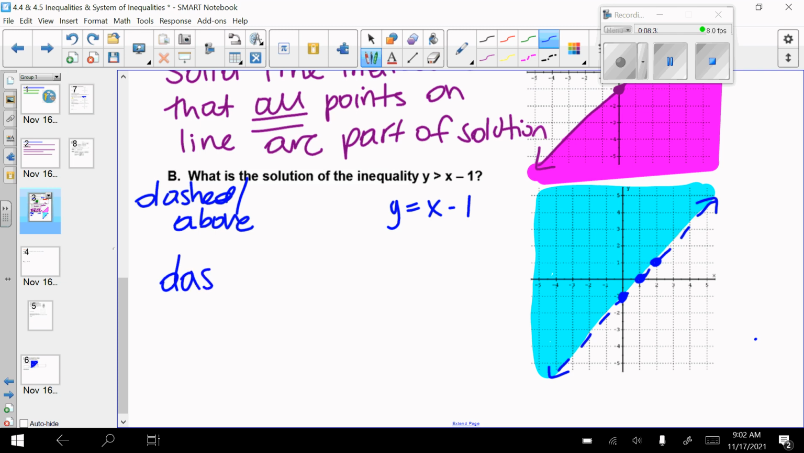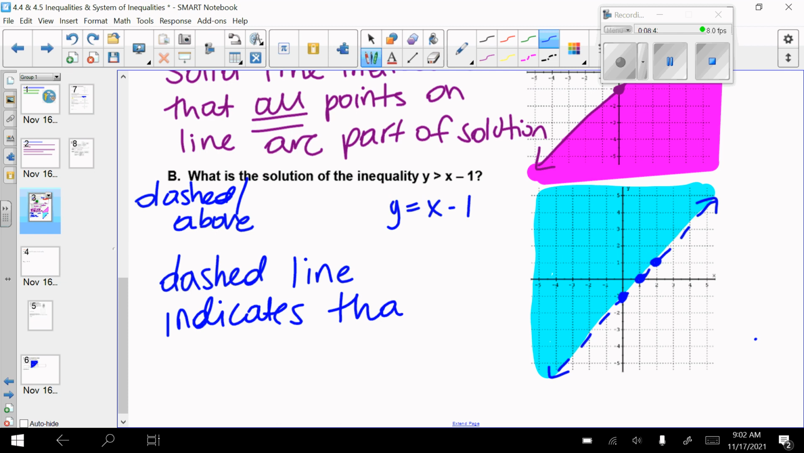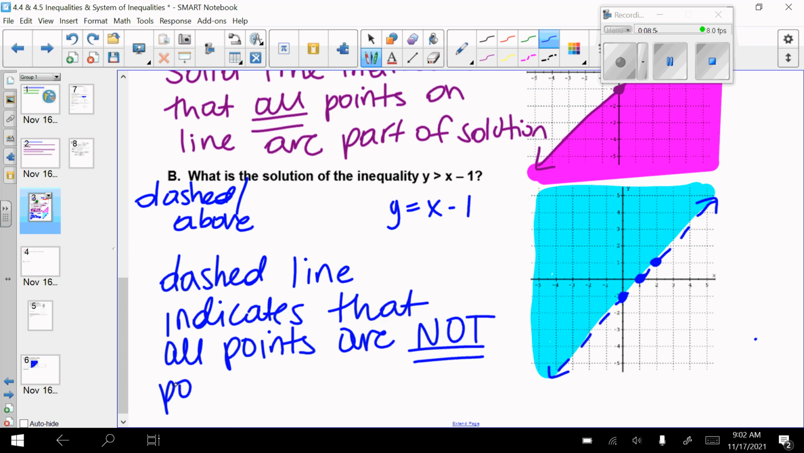So this dashed line, unlike our solid line, indicates that all the points on the line, what do you think, are part of my solution or are not? They're not. Only the area that's shaded now. The dashed line means we don't include it. So the only ordered pairs that would make the statement true are all that's shaded in the blue. But I can't include my line.